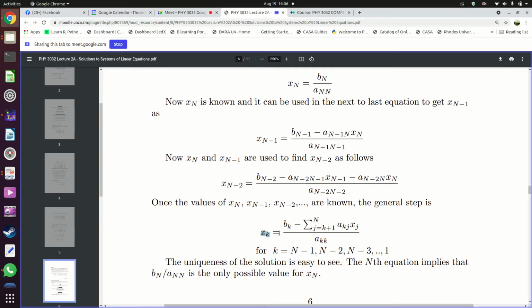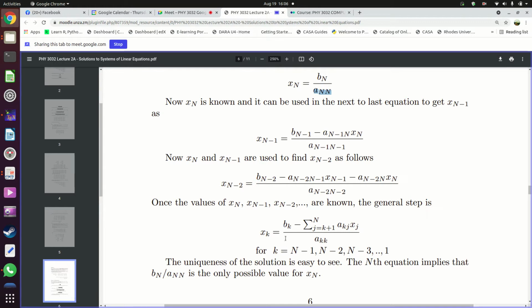So when you start with x_k, the k here is the row number. We have already worked out the last row, which is n: x_n is equal to b_n over a_{nn}. Then after you work out the last row, the other things you are left with, the second last one is n minus 1, followed by n minus 2, followed by n minus 3, followed by n minus 4, like that, until you get back to 1.